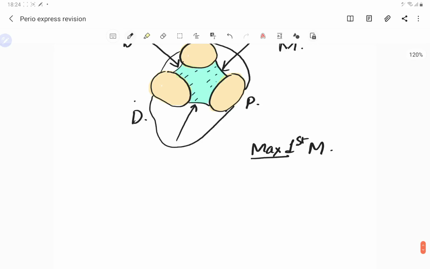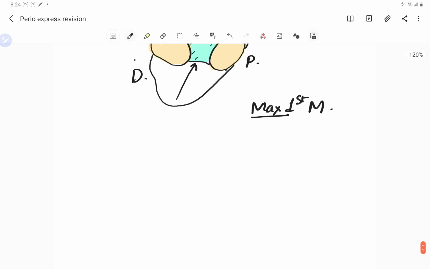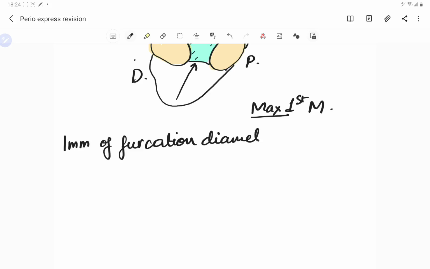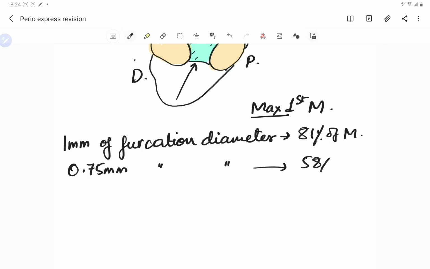So guys, there is also furcation diameter. So what is the diameter of the furcation? So we say that 1 mm of furcation diameter is seen in almost 81% of the molars. Then guys, 0.75 millimeter of the furcation diameter is seen in 58% of the molars.